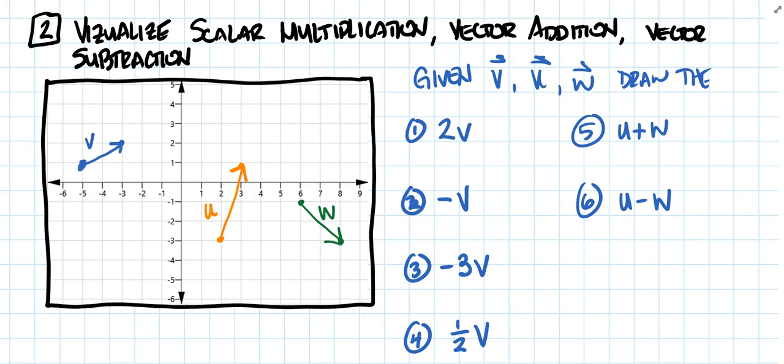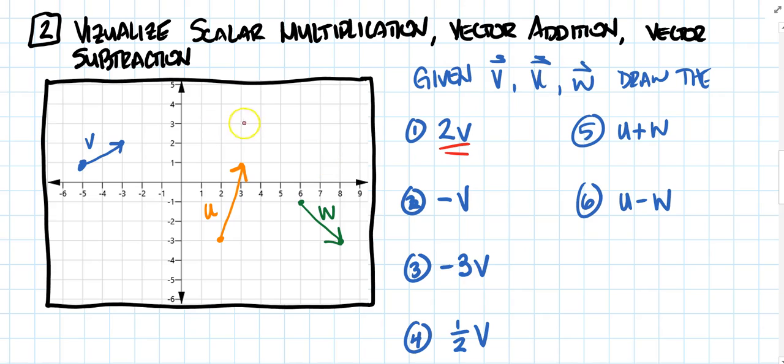Okay, box 2, we're going to visualize scalar multiplication, vector addition, and vector subtraction. So take a look in the plane. I have 3 vectors for you. I have vector v, which is over here, vector u, which is orange, and this vector w, which is green. What we want to do is visualize what it means to do 2 times vector v. What that means is we want to increase the magnitude by 2, or basically stretch this vector out to be 2 times as long.